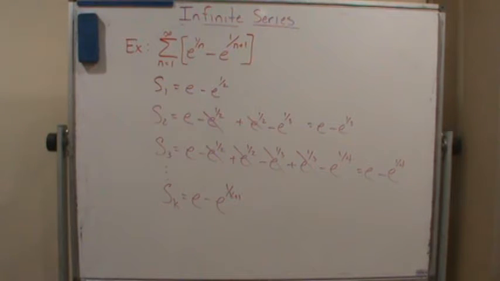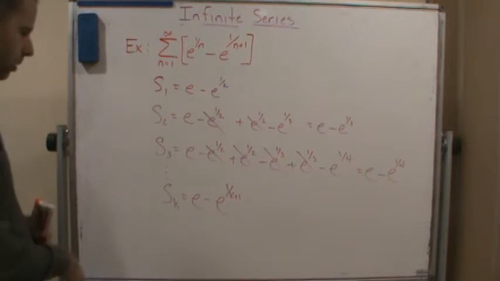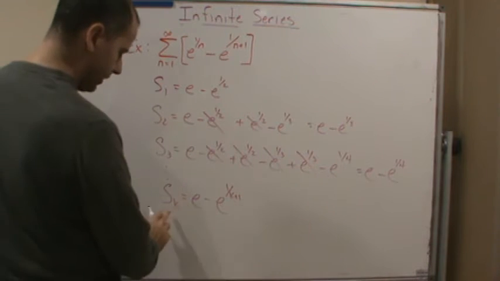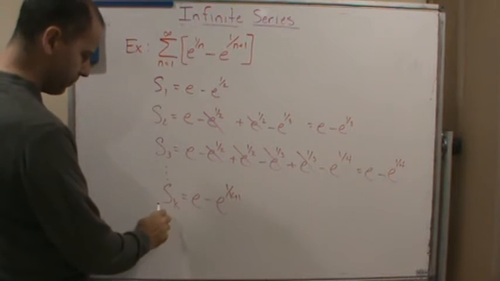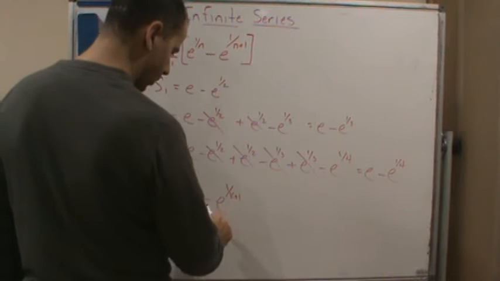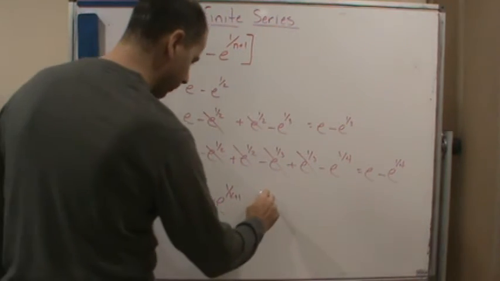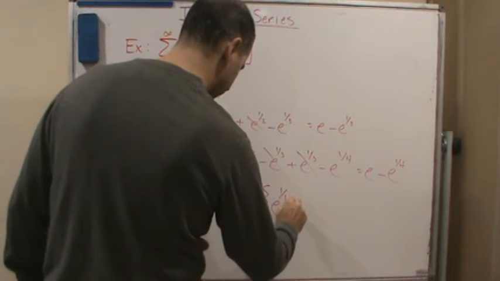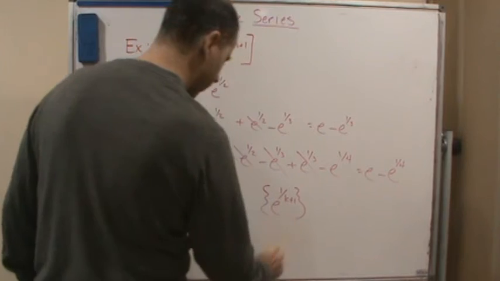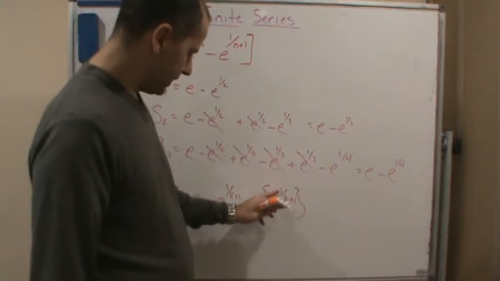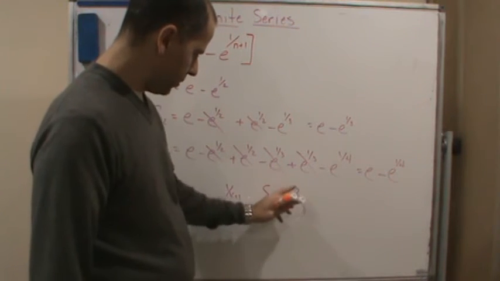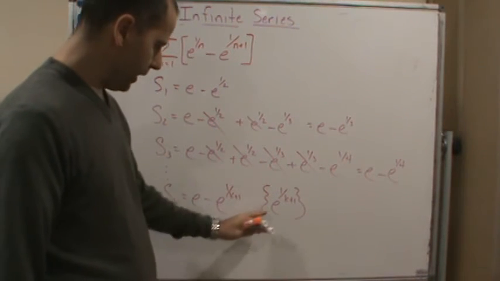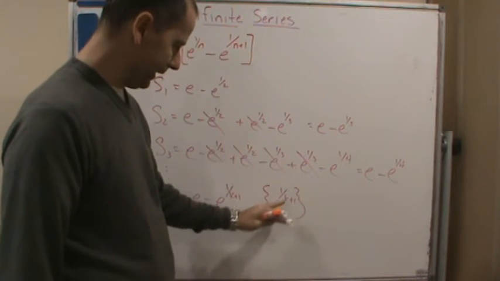Now again, we look at the sequence of partial sums. But remember, the convergence of the sequence of partial sums depends on the sequence of this. So really we have to look at the sequence of e to the 1/(k+1). If this here converges, then obviously it's going to converge to e to that number.